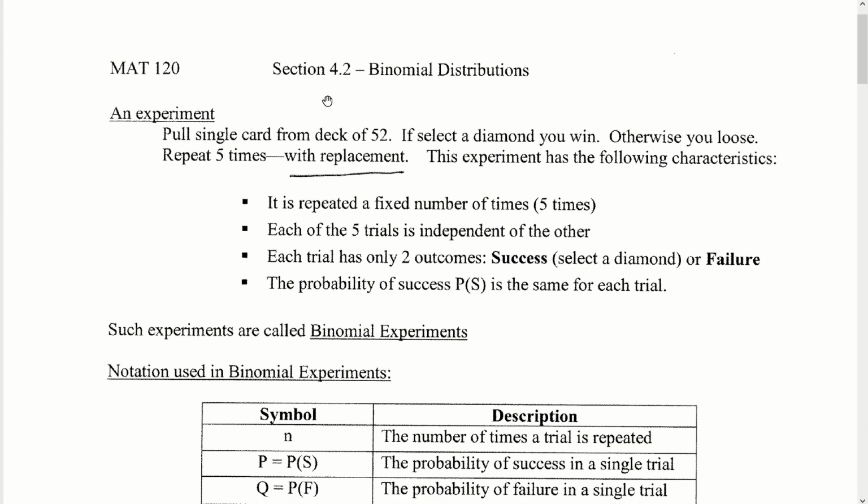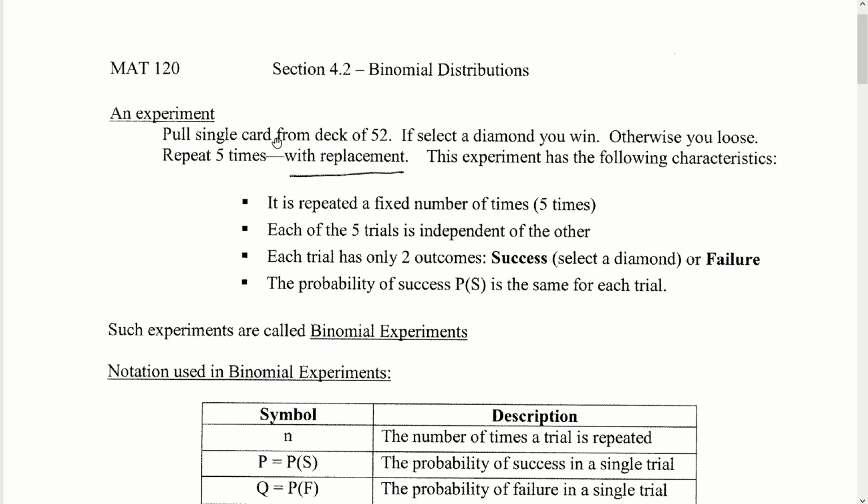In section 4.2, we're going to look at binomial probability distributions. Let's consider the following experiment. Suppose we're going to pull a single card from a deck of 52 cards, and this game will be of the form that if you pick out a diamond, you win. If you pick out any other type of card, that's a non-diamond, you would lose.